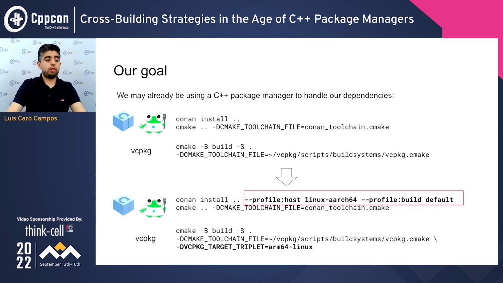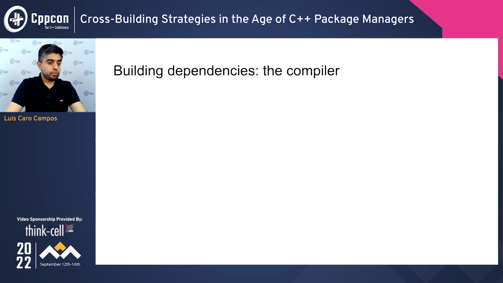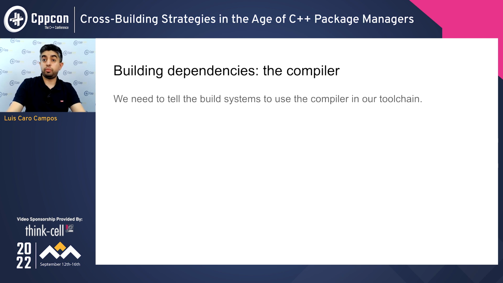In vcpkg as well, there's also the ability to specify a target triplet, so you may be able to customize what triplet you're using to target your code, right? So speaking of the compiler, this is how it's all going to start. Conan and vcpkg let us build dependencies from source if there are no binaries for them yet, right? So what we need to do is use the functionality provided by Conan and vcpkg to actually tell those dependencies and their build systems, hey, build for this other platform, right?